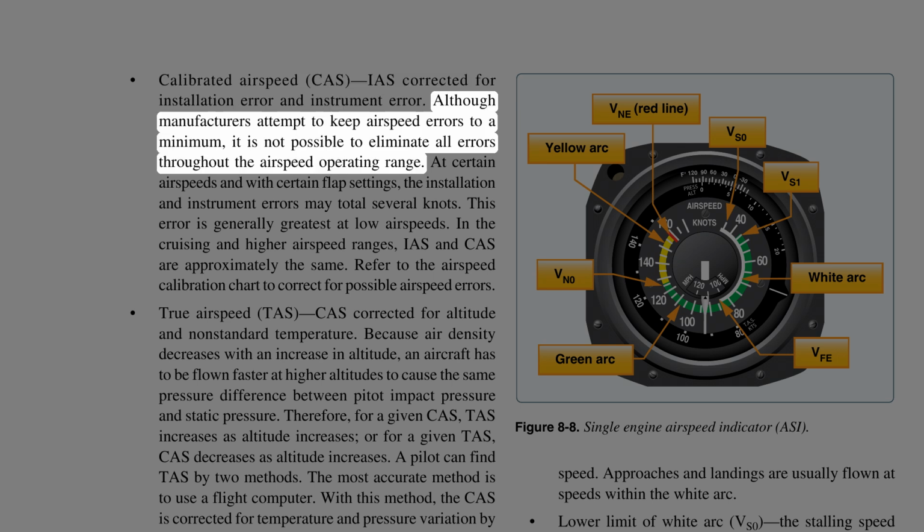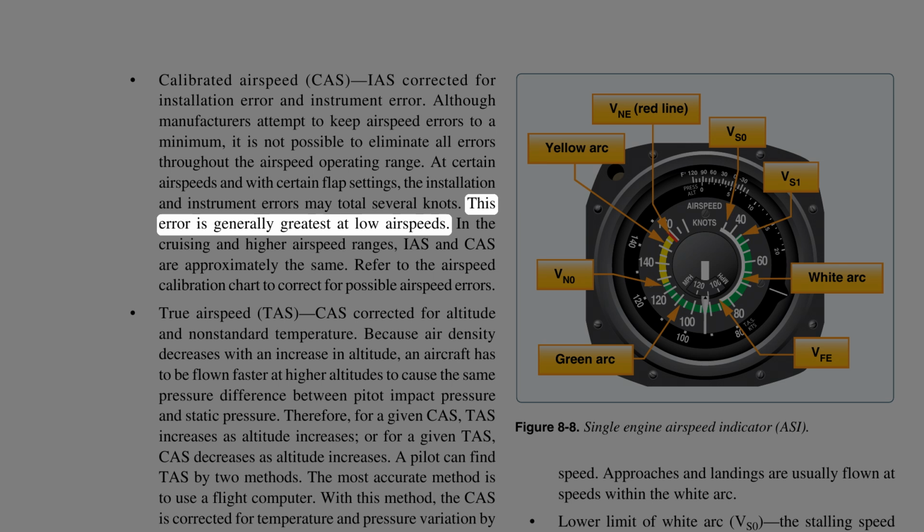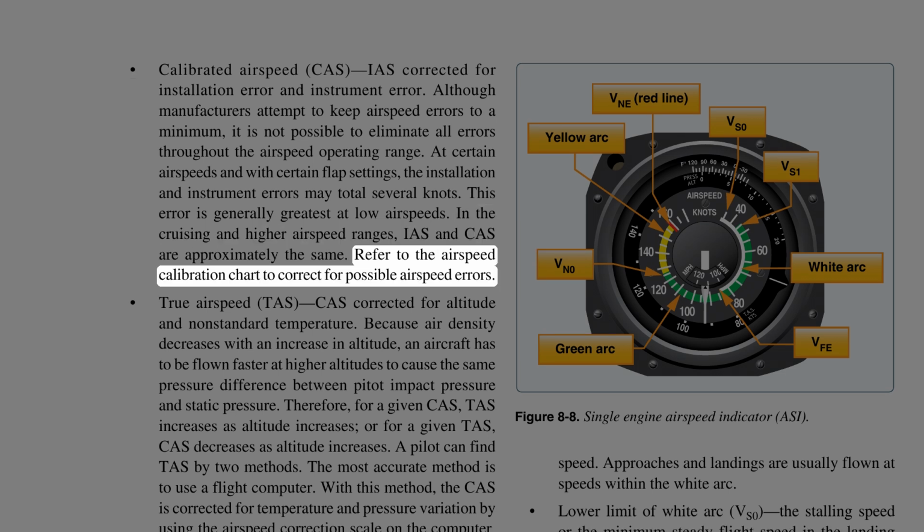Although manufacturers attempt to keep airspeed errors to a minimum, it is not possible to eliminate all errors throughout the airspeed operating range. At certain airspeeds and with certain flap settings, the installation and instrument errors may total several knots. This error is generally greatest at low airspeeds. In the cruising and higher airspeed ranges, IAS and CAS are approximately the same. Refer to the airspeed calibration chart to correct for possible airspeed errors.